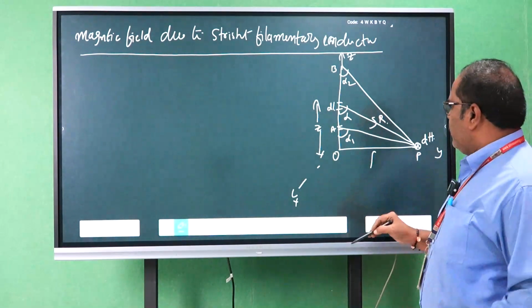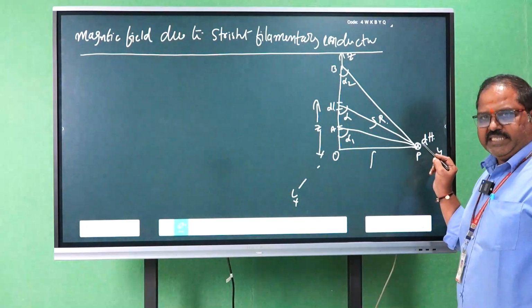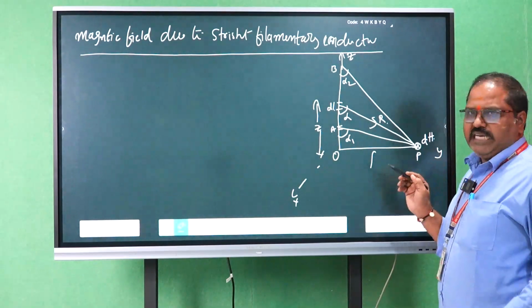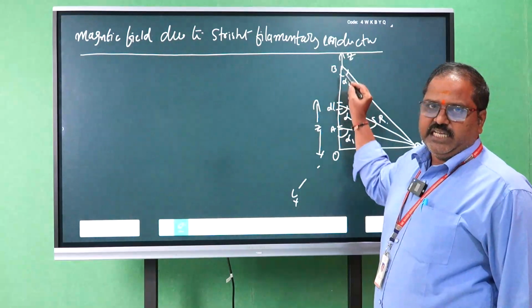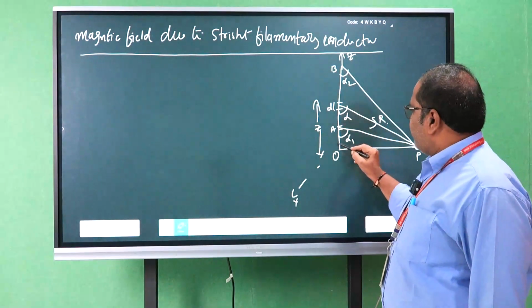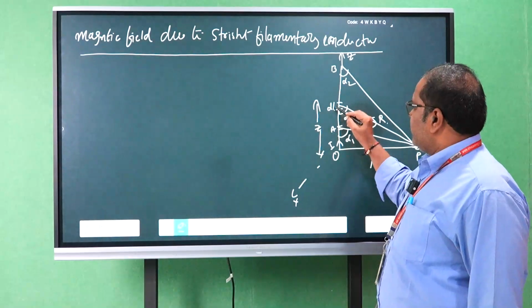First of all, you have to find the magnetic field intensity dH at point P. But what is the current element? The current element is along the z direction, with current I flowing along dl.